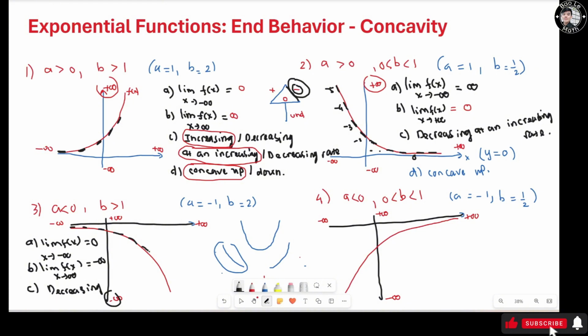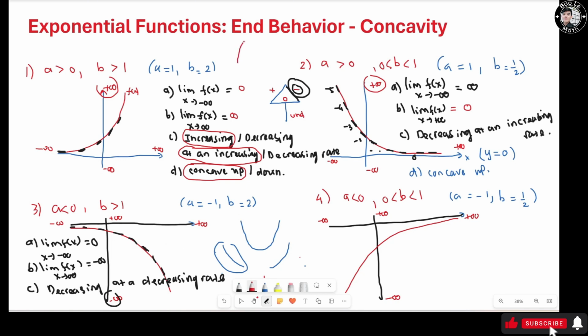Now, is it decreasing at an increasing rate or decreasing rate? So we keep drawing tangent lines. We see that the function starts at 0 right here. It keeps getting steeper and steeper, but steeper this way right here. So the slope is getting more negative. If it's getting more negative, the function is decreasing at a decreasing rate. The function is concave down.